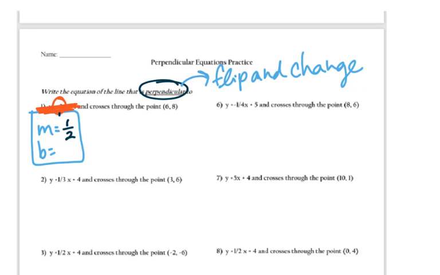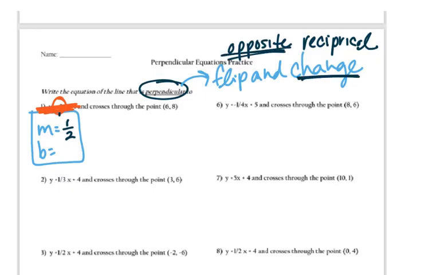Flip and change is the same as the phrase opposite reciprocal. If I can spell it right, reciprocal. Close enough. This is why I teach math. So opposite reciprocal. Opposite means you change the sign. Reciprocal means you flip the numbers. So flip and change or opposite reciprocal, they mean the same thing. Flip them and change their sign. Very easy. Go ahead and try through these.